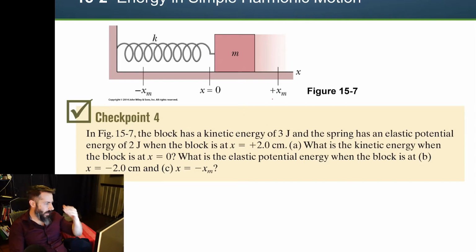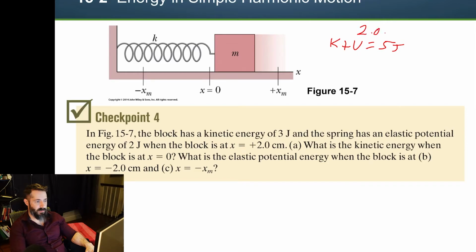Another checkpoint thing here. So this is the figure. The block has a kinetic energy of 3 joules. The spring has an elastic potential energy of 2 joules. So that automatically gives us kinetic plus potential equals 5 joules. Right, so we've been given information right off the bat. When the block is at x equals 2 centimeters. So this is at 2 centimeters. Just going to write that like so.